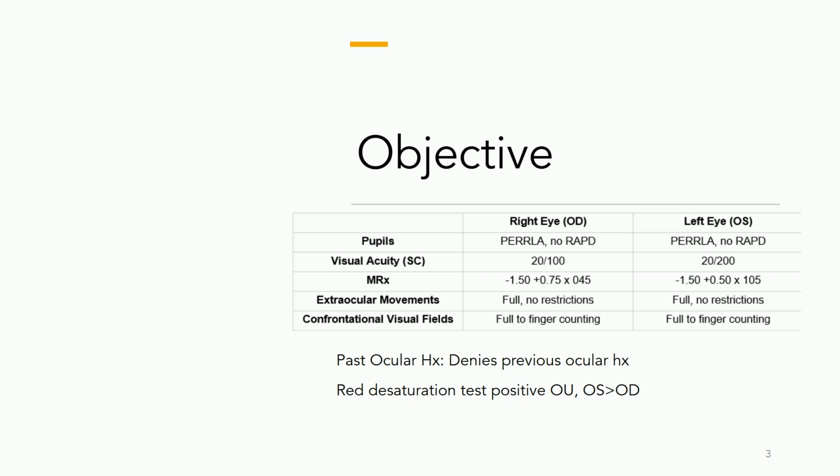She otherwise denied any previous ocular history, but that being said, her red desaturation test was positive in both eyes, and more so in the left eye, meaning when she looked at a red cap that we had, she said it looked very pale in both eyes, but it was more noticeable in that left eye.